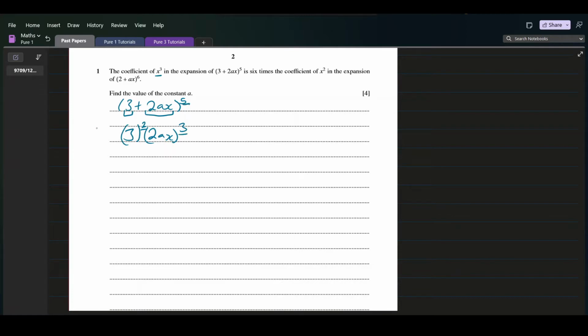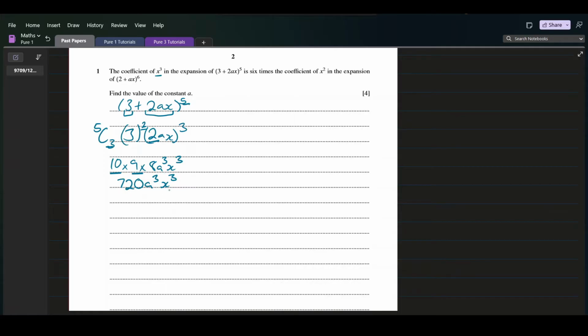And then we know that n choose would be 5 choose, and this number at the bottom will be the same as the power over here. So that will be 5 choose 3, and we can simplify that. 5 choose 3 is 10, times 3 squared, which is 9, times 2 cubed, which is 8, a cubed, x cubed. This simplifies to 10 times 9, which is 90, and then 90 times 8, which is 720, a cubed, x cubed. So that's the coefficient.